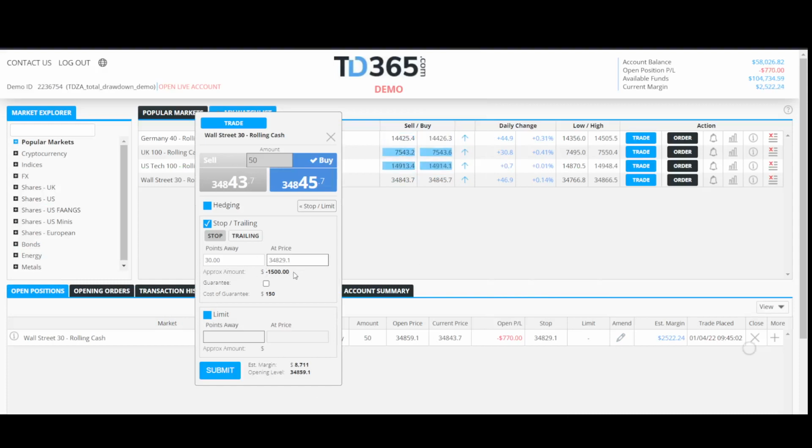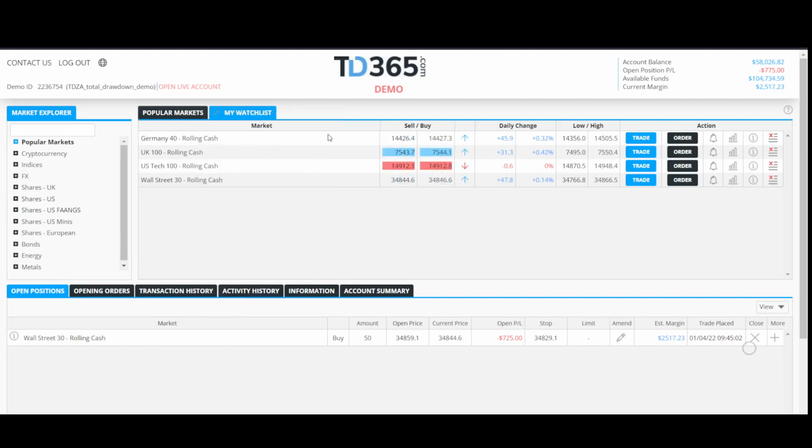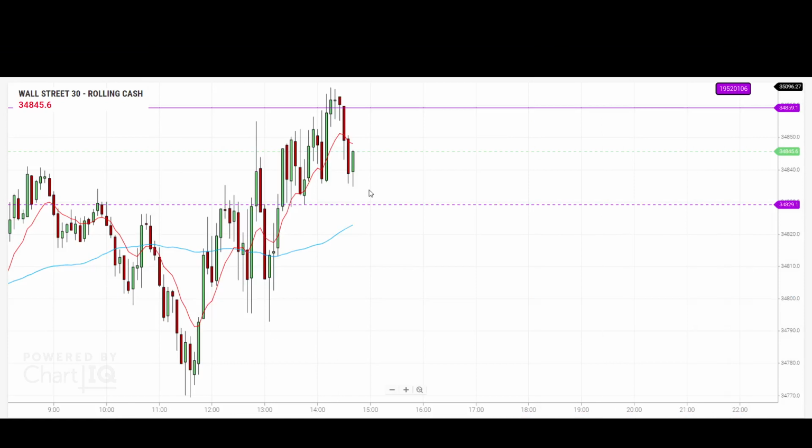And so I'm willing to lose $1,500 for this trade. That's about 1.2, 1.3%, which is fine for this trade. So that's what I have decided. So what am I going to do? I'm not going to play around with it now. I'm just going to sit and wait and let it do its thing.